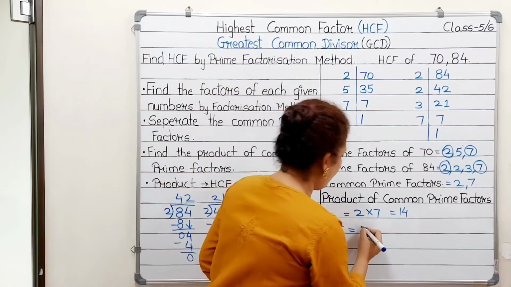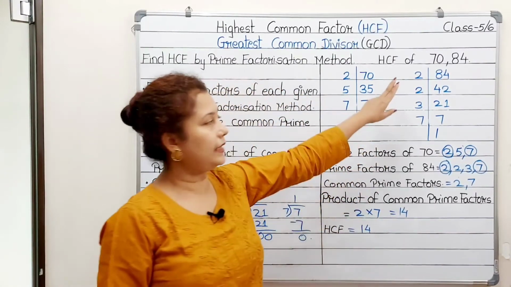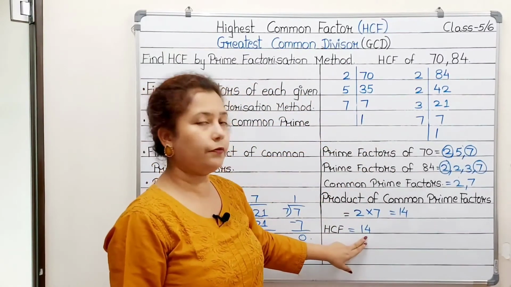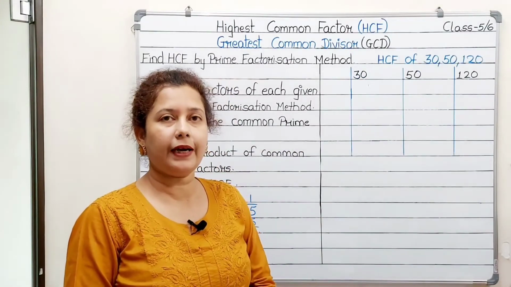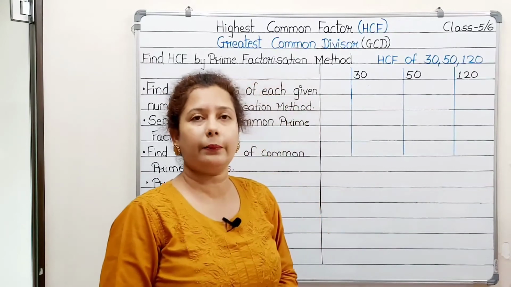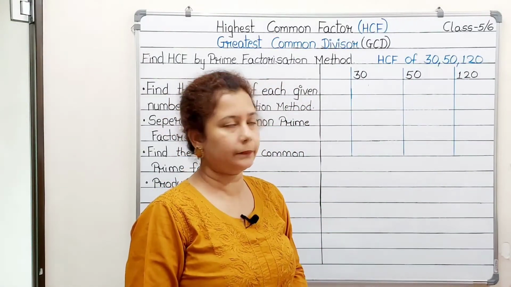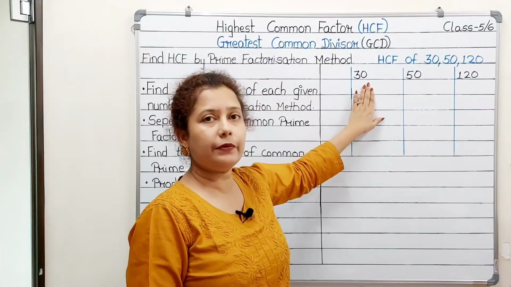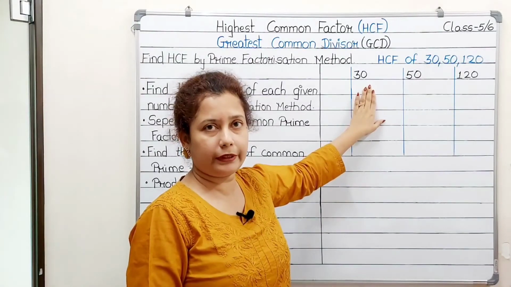So the HCF of 70 and 84 is 14. Now we will find HCF of 30, 50 and 120 by prime factorization method. For that, first we will find the prime factors of 30.